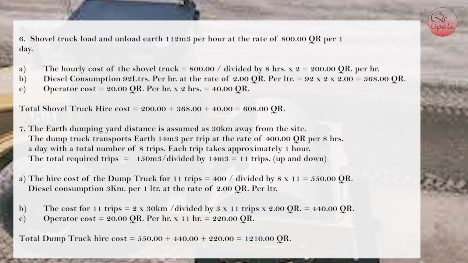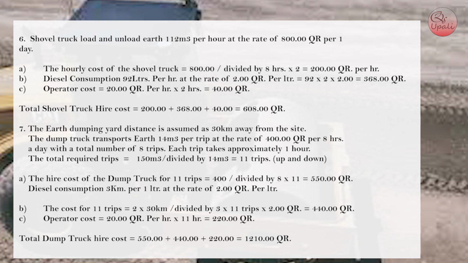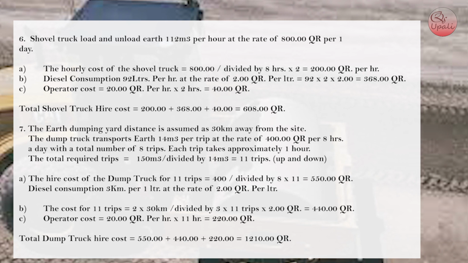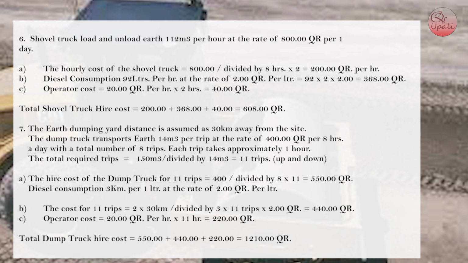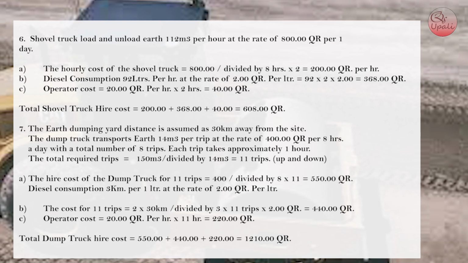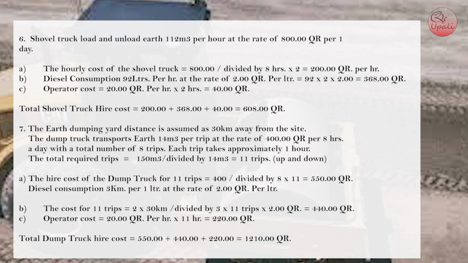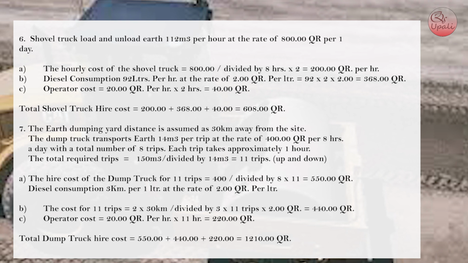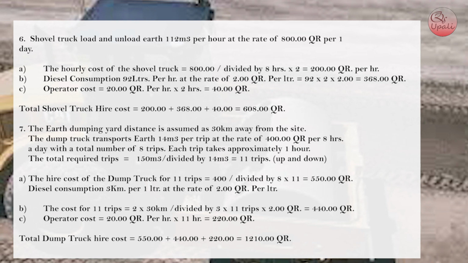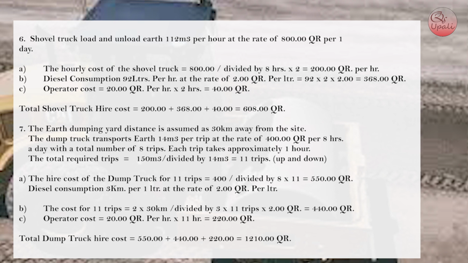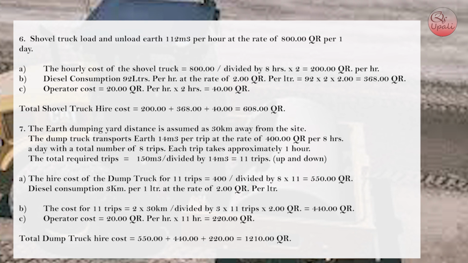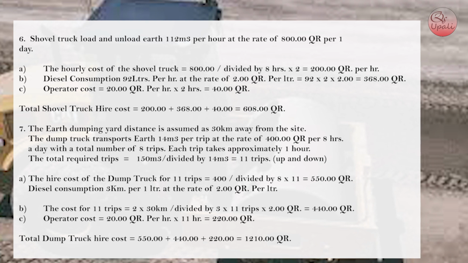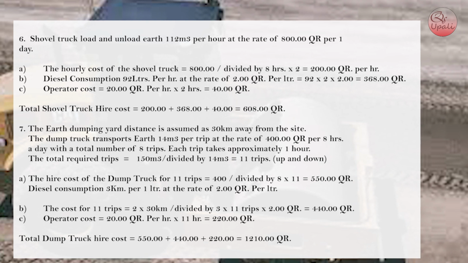7. Earth dumping yard distance is assumed as 30 km away from the site. The dump truck transports earth 14 cubic meter per trip at the rate of 400 Qatar riyal per 8 hours a day with a total number of 8 trips. Each trip takes approximately 1 hour. The total required trips equals 150 cubic meter divided by 14 cubic meter equals 11 trips up and down.